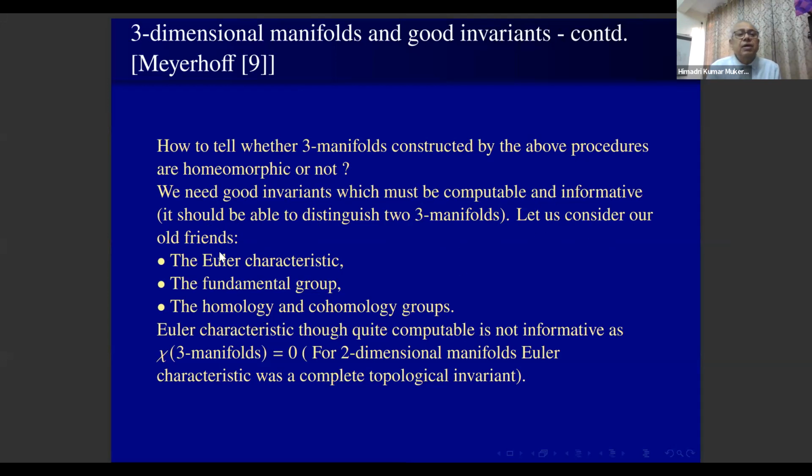Let us consider our old friends: Euler characteristic, the fundamental group, the homology and cohomology groups. Euler characteristic, though quite computable, is not informative, as the Euler characteristic of a 3-manifold is 0. For 2-dimensional manifolds, Euler characteristic was a complete topological invariant. For surfaces it was a complete invariant, but for 3-manifolds it doesn't give enough information because it is 0.